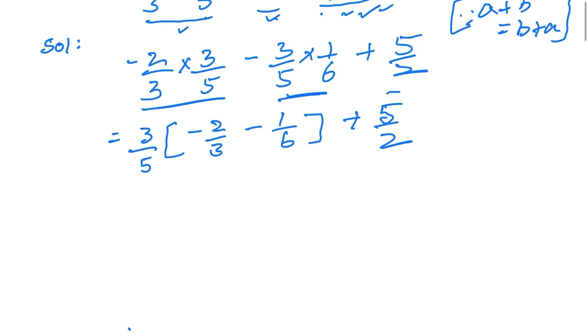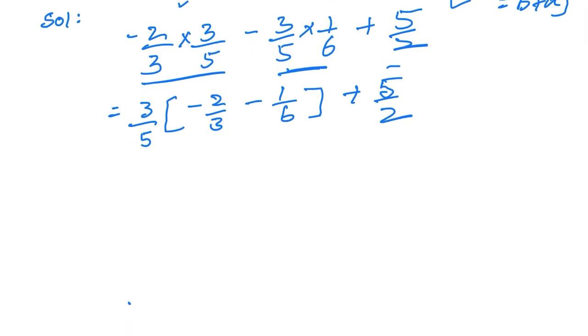Okay. Now let us simplify what is there in the brackets. 3 by 5 into, what is the LCM of 3 and 6? 6 is a multiple of 3. So 6 is the LCM. You know how to calculate LCM. How many times does 3 divide 6? Twice. So 2 into minus 2, that is equal to minus 2 into 2. Minus 6, one time in 6. So 1 into 1.